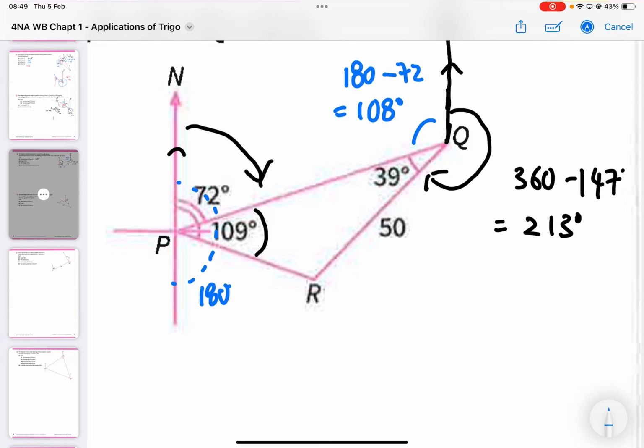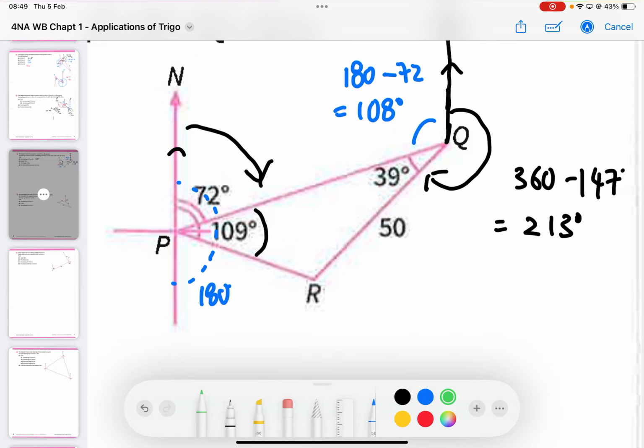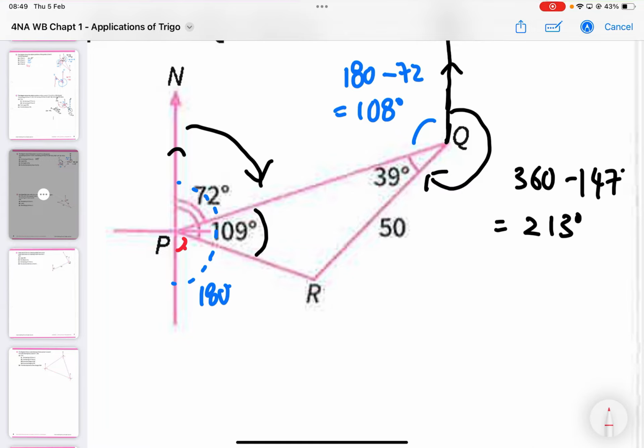Here until here is 109. So we also can know here, correct? 180 minus 109. This is 109. This is 180. So here is 71. Yes, 180 minus 109, I will get 71.